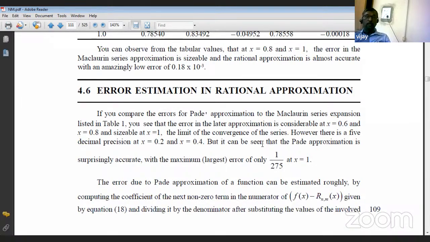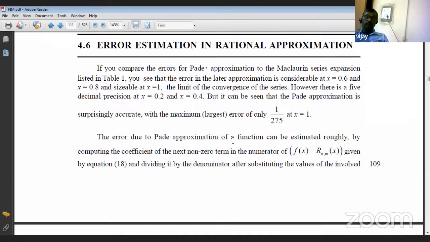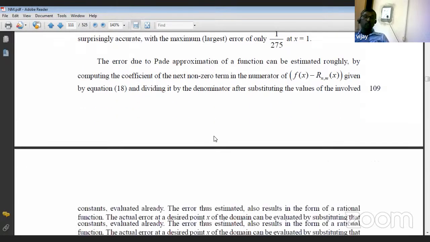Error estimation in rational approximation: we compare the error for the rational approximation to the Maclaurin series expansion listed in the table. You see that the error in the approximation is larger when x is 0.6, 0.8, and at x equal to 1, the limit of convergence of the series. However, a 5 decimal precision at x equal to 0.2 and 0.4 can be seen. The approximation is surprisingly accurate, with a maximum error of about 1 by 275 at x equal to 1. The approximation of the function can be estimated solely from the f0 term in the numerator, f of x minus r n m of x. This is involved in the constant.